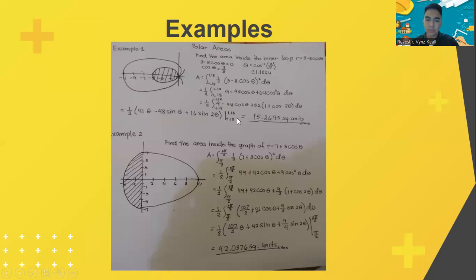So substitute the value of the limits. So 1/2 times 41 theta minus 48 sine theta plus 16 sine 2 theta is equal to 15.2695 square units. This is the graph.